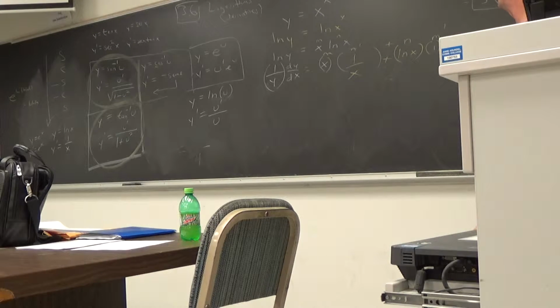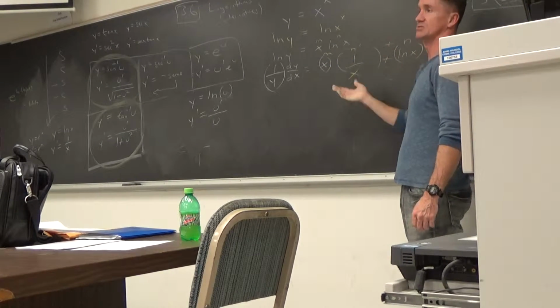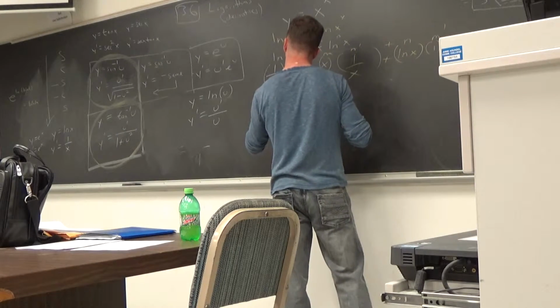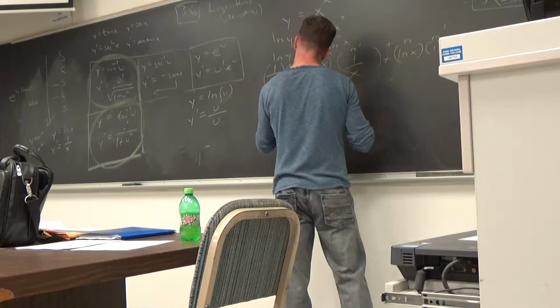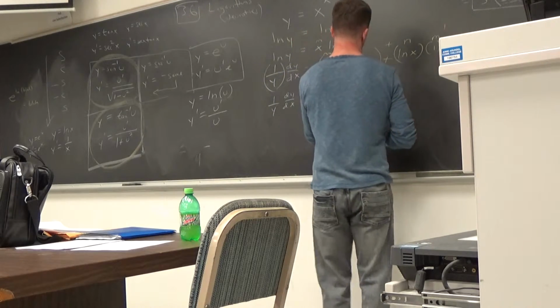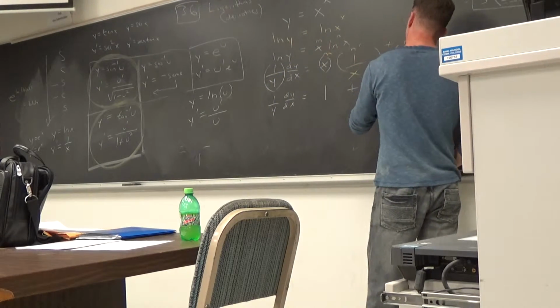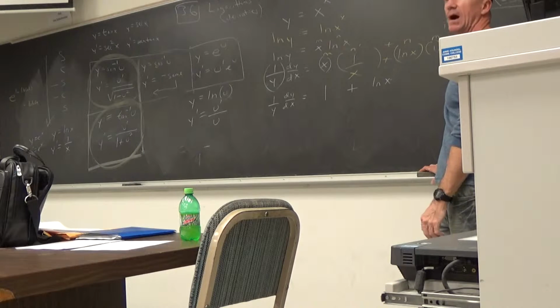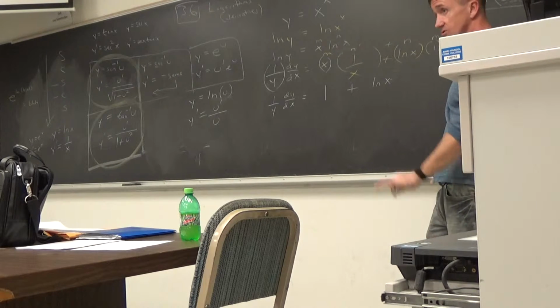Hey, anything you want to simplify on the right side though? Do you see anything, Josephine, I can simplify, right? Now that I did the product rule? x times 1 over x will just be a 1. So let me rewrite this. 1 over y, dy dx, equals 1 plus natural log of x. Right? Now the only thing I gotta do is isolate dy dx. That's it. That's all I have to do.